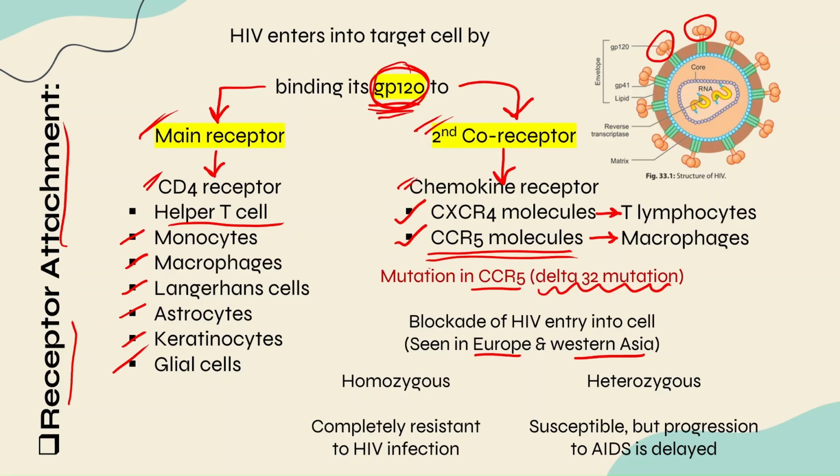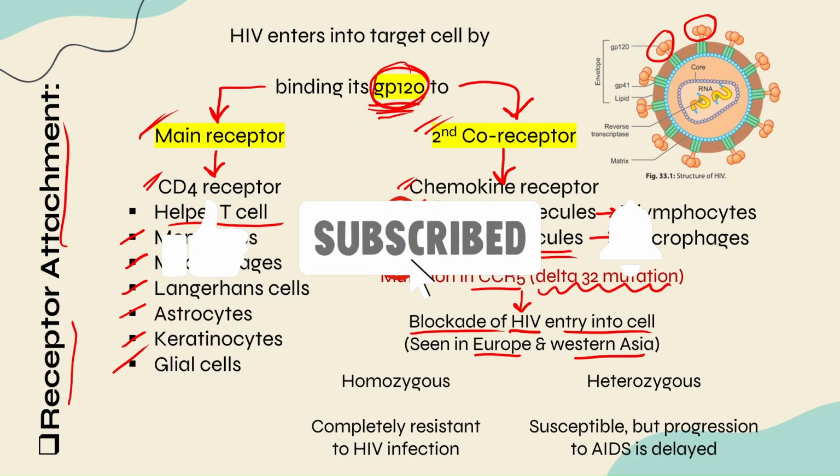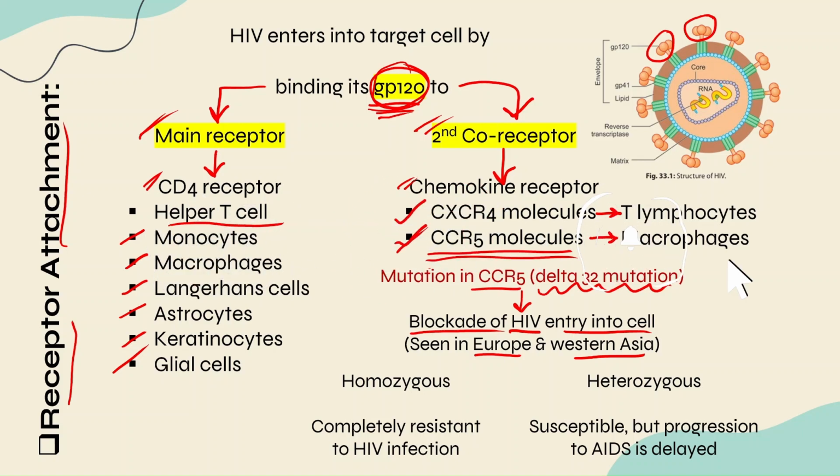Now tell me, if there is a mutation in the CCR5 receptor, will the HIV get an entry inside the host cell? The answer is absolutely no. So there is a blockade of the HIV entry into the host cell. HIV cannot enter inside. Meaning the individual who has this mutation becomes resistant to HIV infection. The answer is yes. But you have to remember that if this mutation is homozygous, if the individual is having a mutation in the CCR5 and the patient is homozygous for that mutation, then it is having complete resistance to HIV infection.